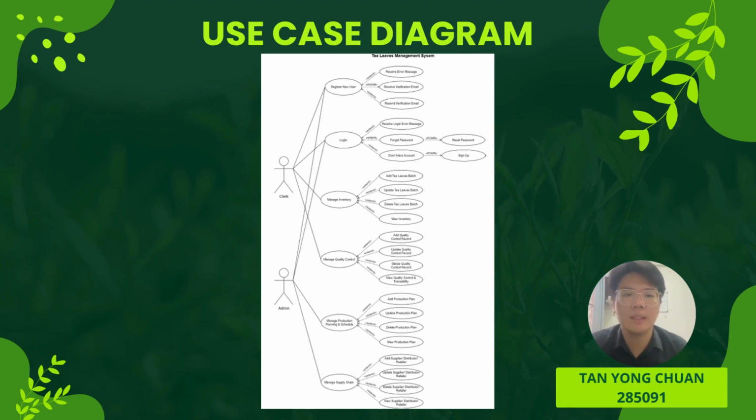The next main functionality option is manage production planning and schedule, which is accessible only by the admin. When the admin chooses the option to manage production planning and schedule, they can choose the sub-use case, which is add, update, delete, and view the production plan.